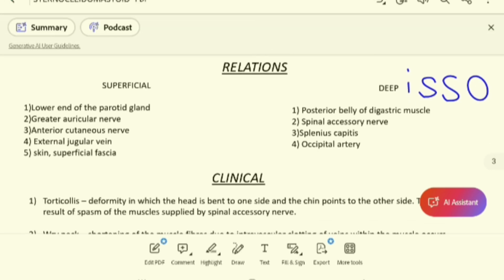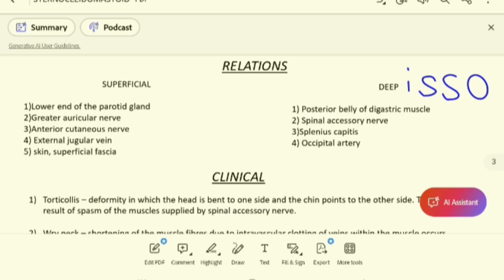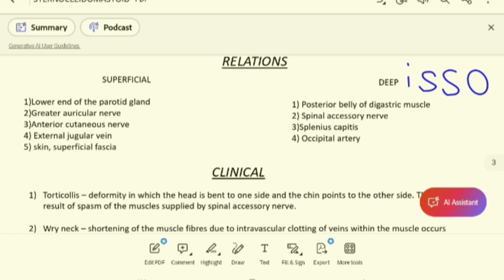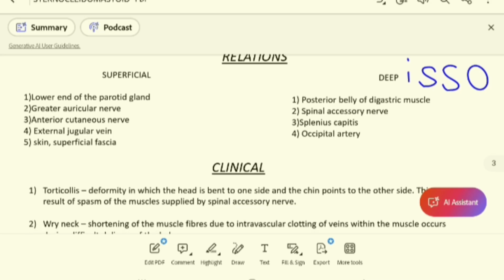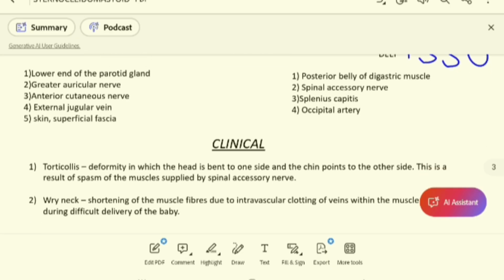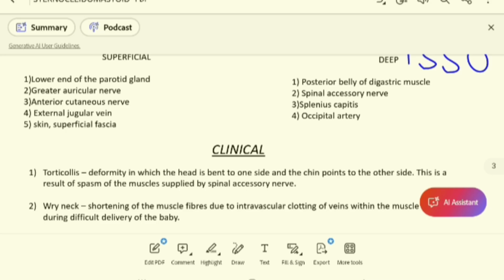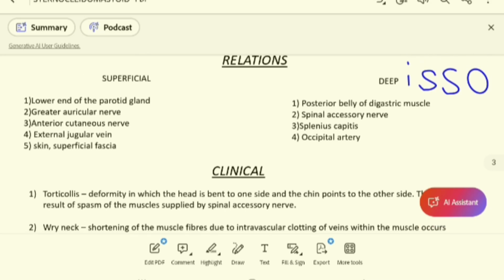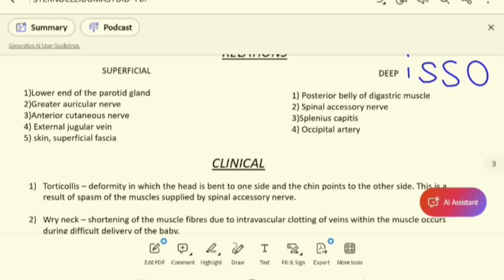So remember deep relations as PISSO. P stands for the posterior belly of the digastric muscle, I stands for the internal jugular vein's side, S stands for the spinal accessory nerve, another S stands for the splenius capitis, and O stands for the occipital artery. So that is how you are going to remember the deep relations, that is your mnemonic.